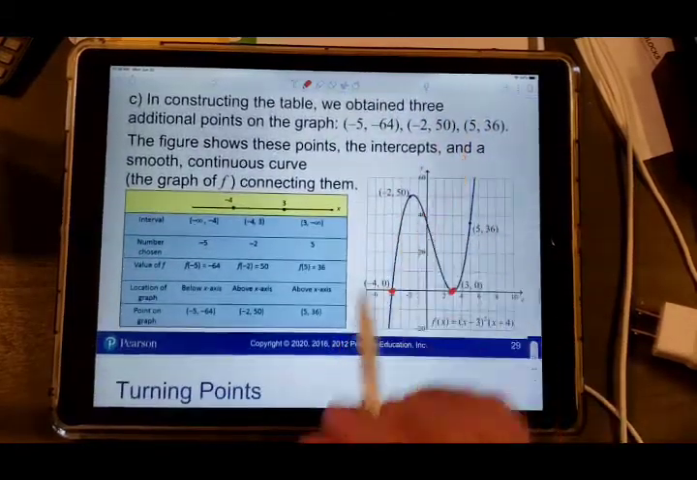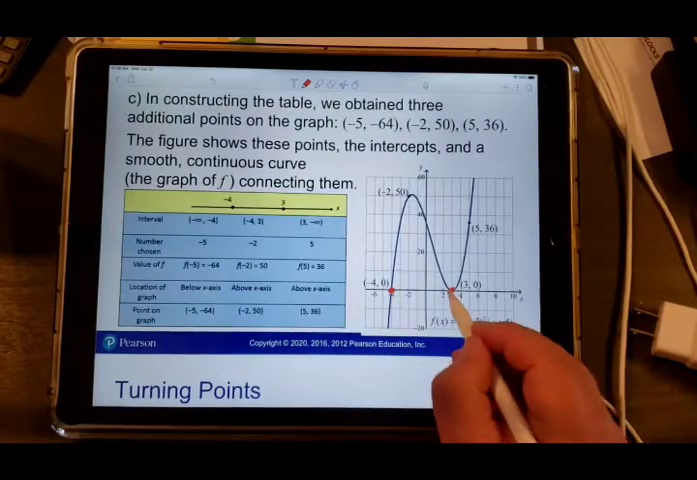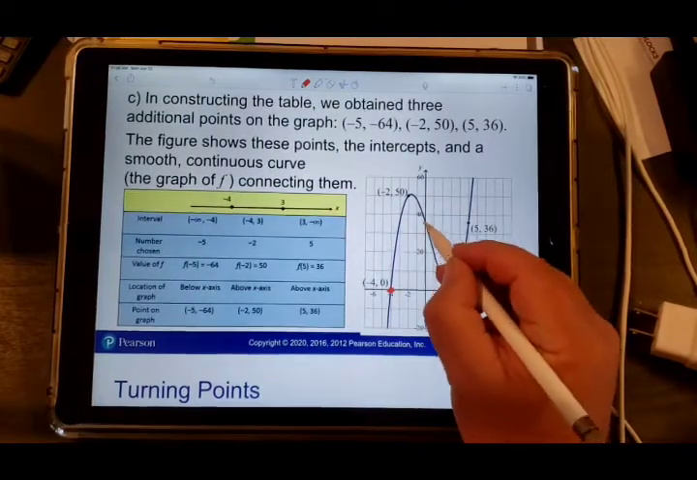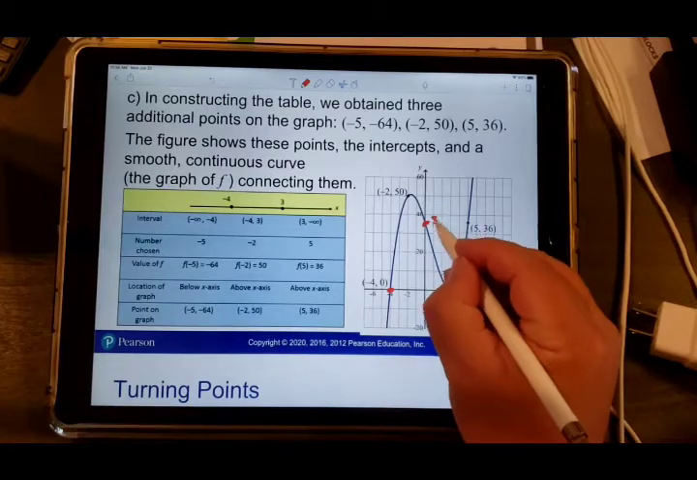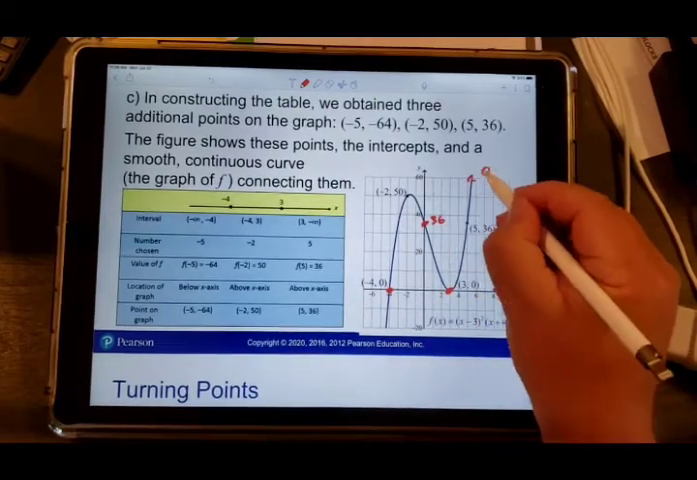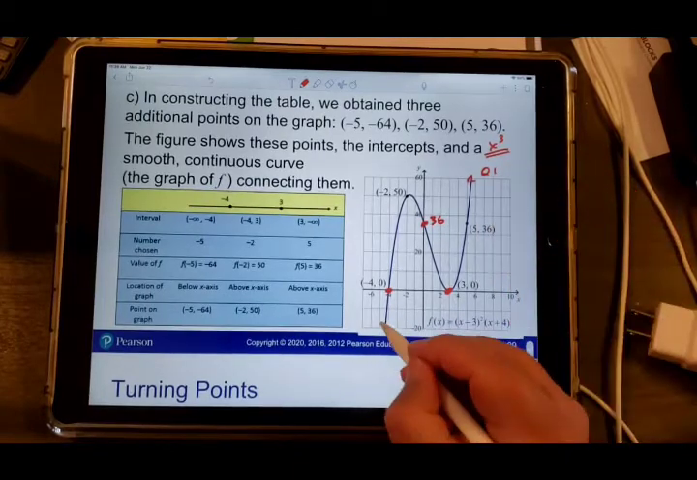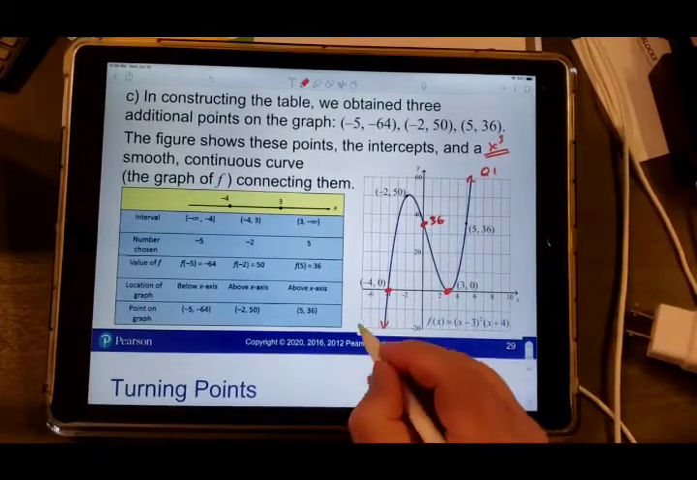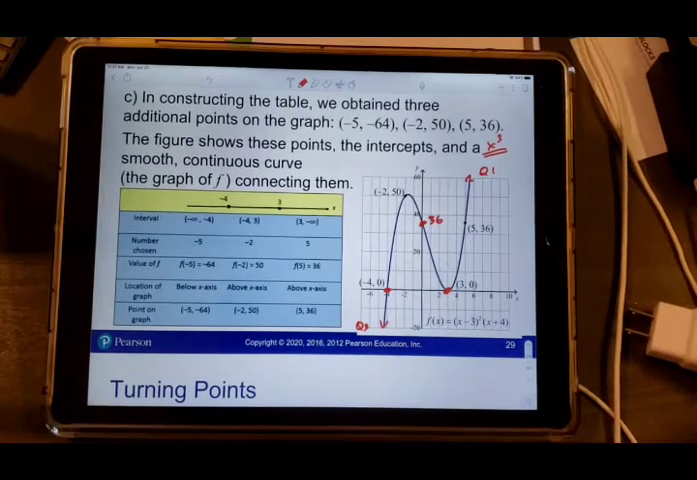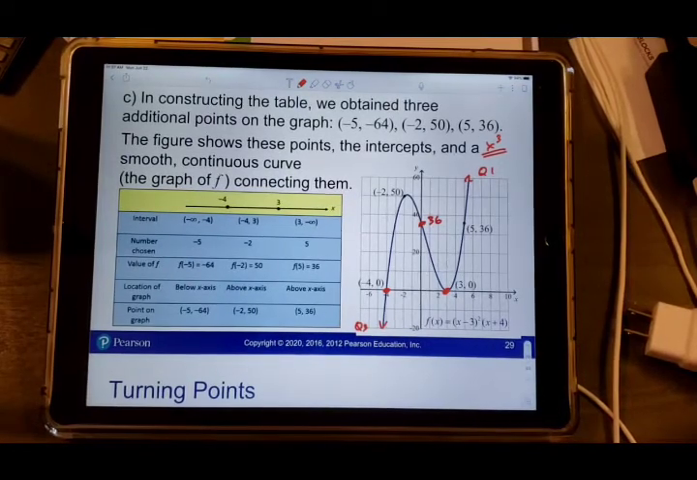Then the author decides to put it all together. All right, the points, this point was 36, like we calculated before. We know it's going to leave in quadrant 1 because of the x cubed being the leading coefficient, or the leading term. And it's going to leave the box in quadrant 3.